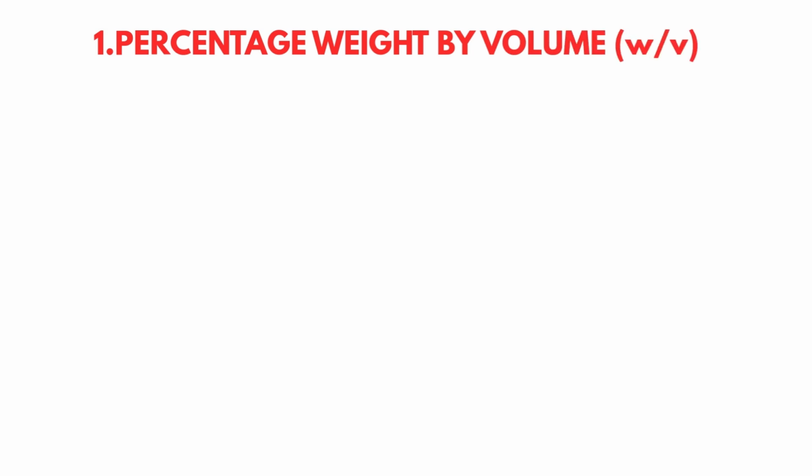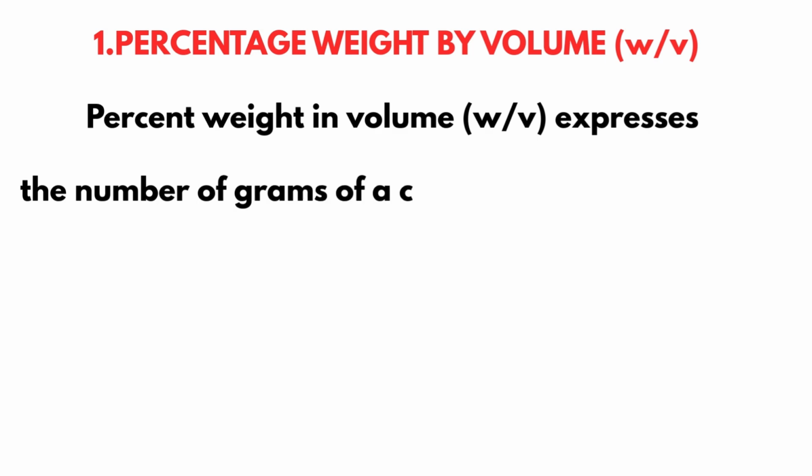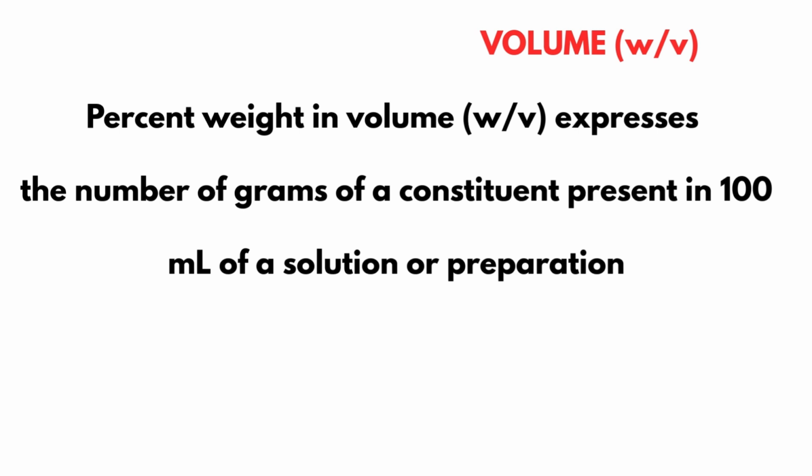So percentage weight by volume expresses the number of grams of constituent present in 100 ml of the solution or preparation. As the name itself indicates, weight by volume. So in grams, how many grams of solute are present in 100 ml of solution or preparation. So that is percentage weight by volume. Let's break down the definition in depth.